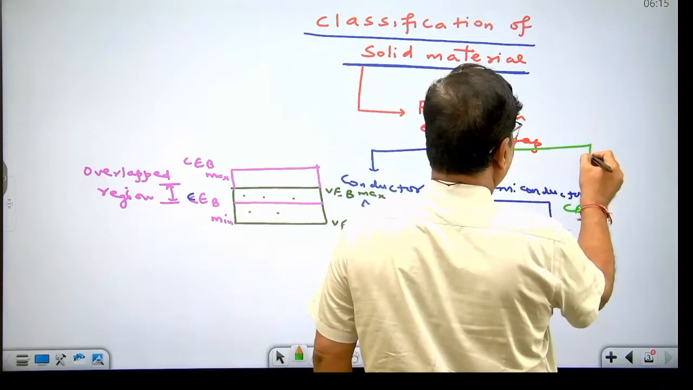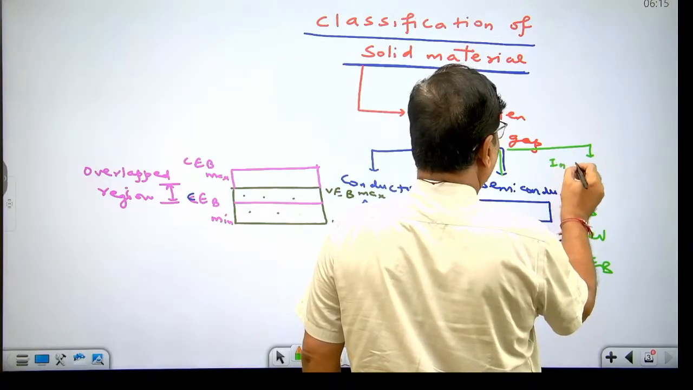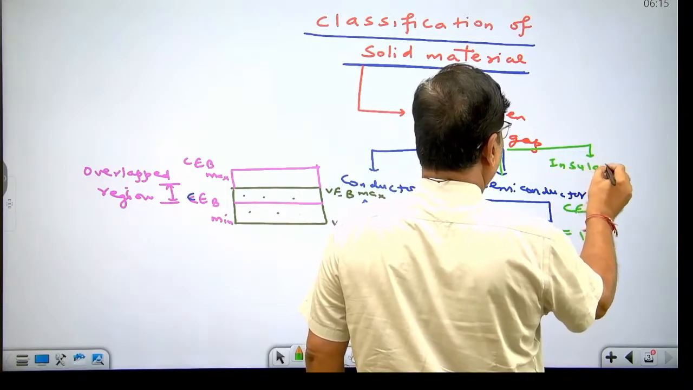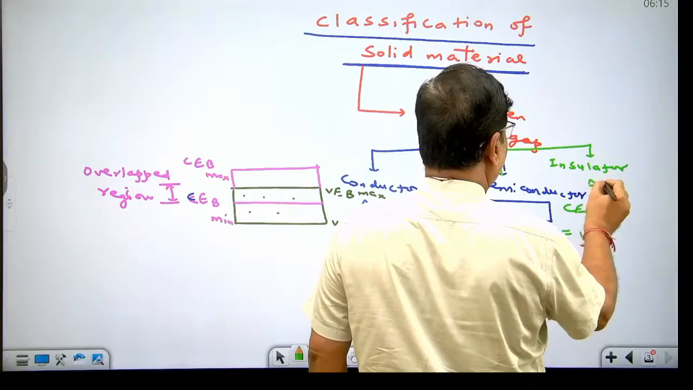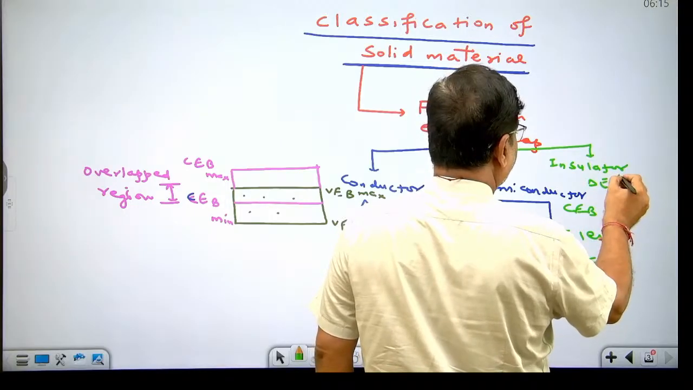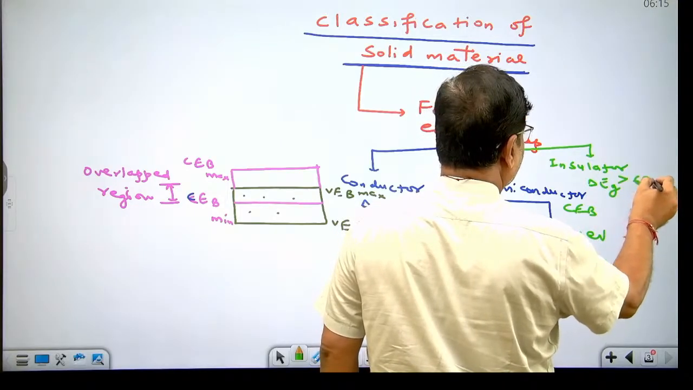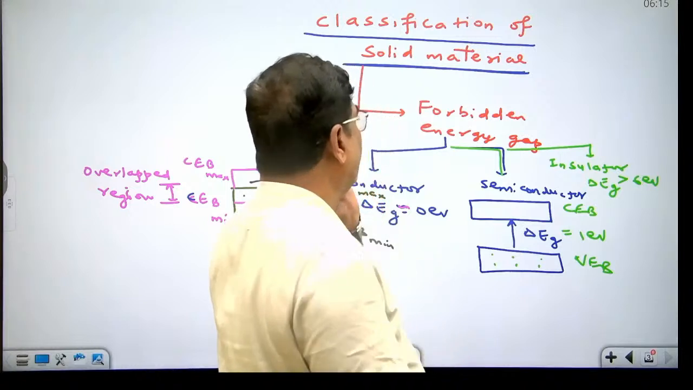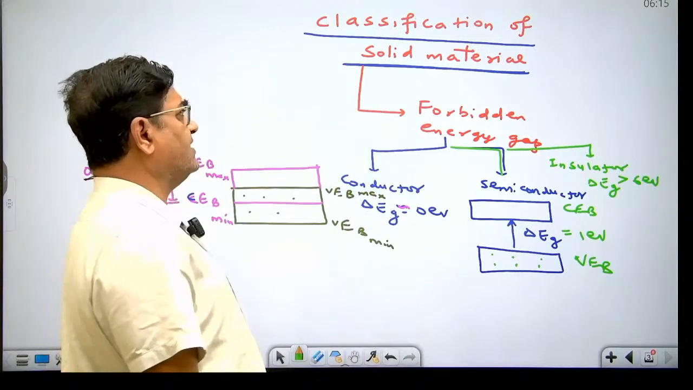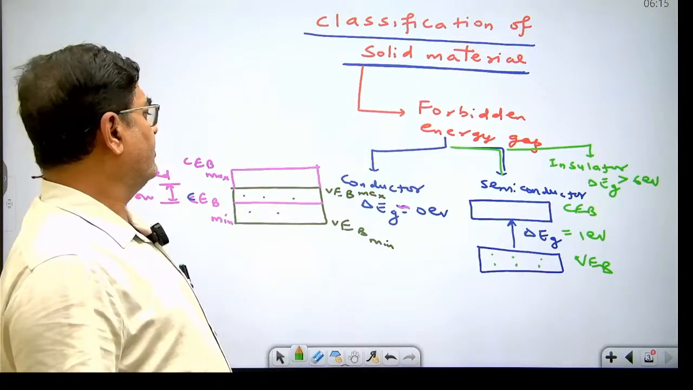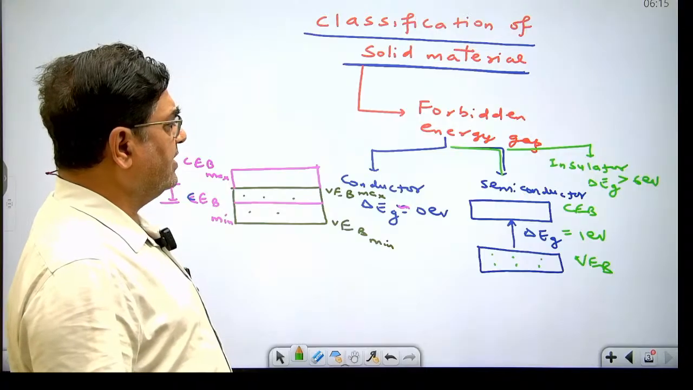In case of insulator, this gap is very high. In case of diamond, it is more than 6 electron volt. So this is the first criteria to classify solid metal into three categories: conductor, semiconductor, insulator.